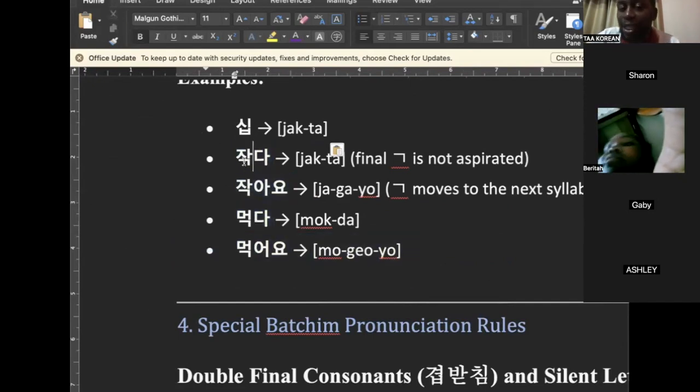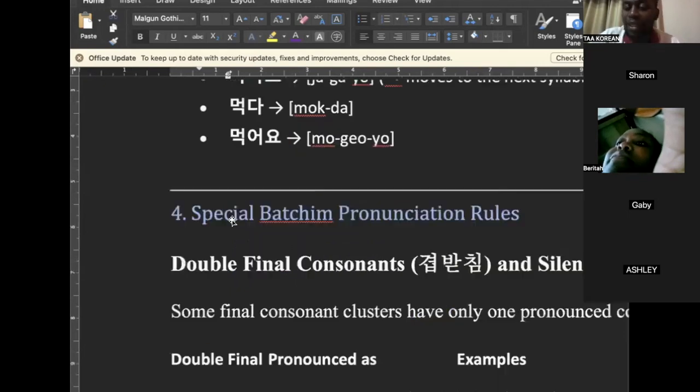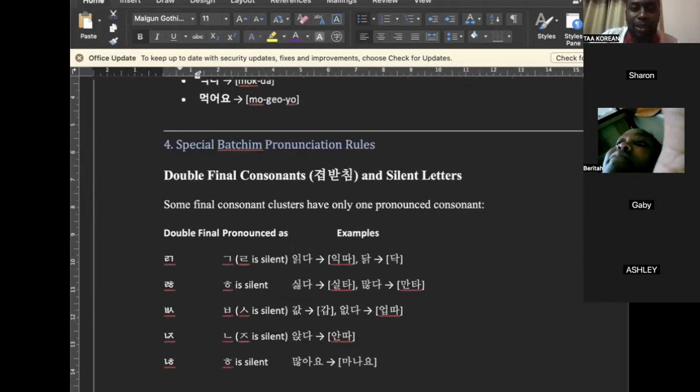I'm not saying jagda. I'm not saying jagayo. I'm saying chakta, chagayo, even though this is a j. Now let's look at special Batchim pronunciation rules.